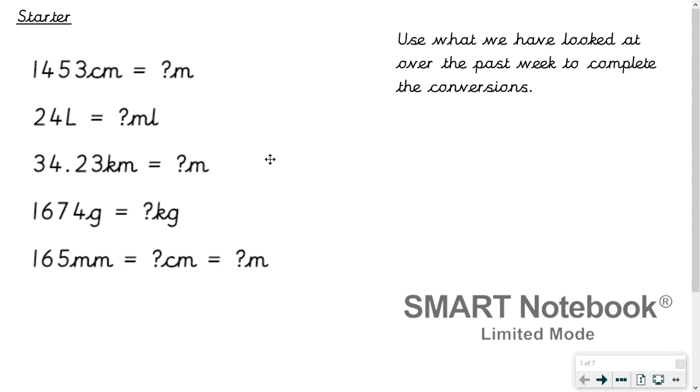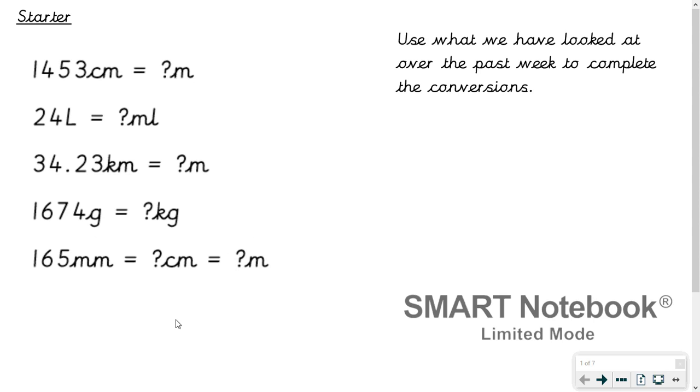So for your starters today, it's a bit different from a Fluent in 5. It's something I want you to almost consolidate. We've now looked at converting mass, length, and capacity. I'd like you to see if you can convert these into the forms I've asked for. I give you it in one form, and then the question mark, I want you to convert it into that form for me, please. So pause the video and have a go at converting those ones.